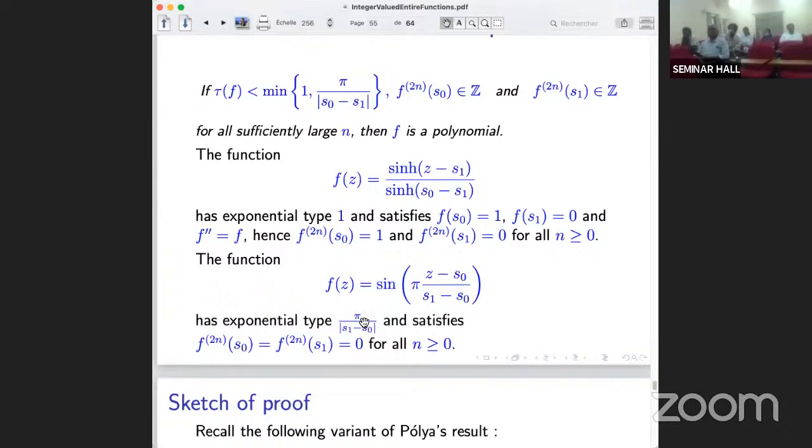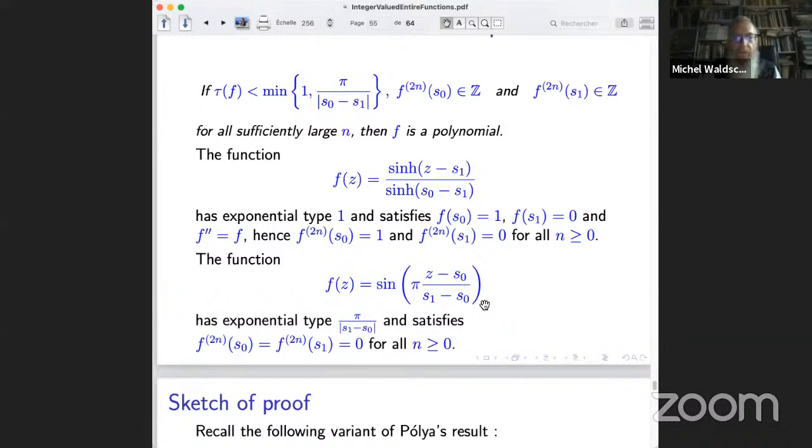Now for the order pi over S0 minus S1, you take the function f of z, which is the sine of pi times z minus S1 divided by S0 minus S1. All the values at S0 and S1 of the even derivatives are 0, and the exponential type is exactly the one which is here. So this explains why we cannot do better than that.